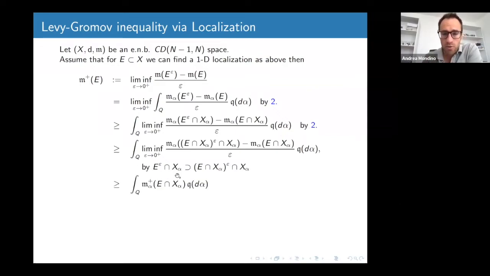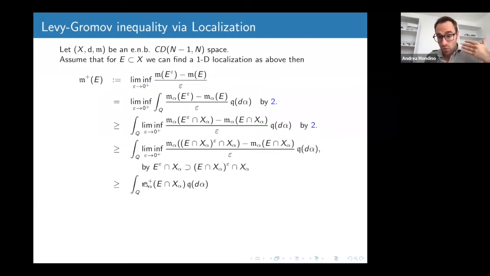Now, a key point. Observe that what is inside the integral here is all living on X alpha. So it is exactly the definition of the outer Minkowski content of E intersected with the ray X alpha. This is just an observation, but it is key. Why is this key?